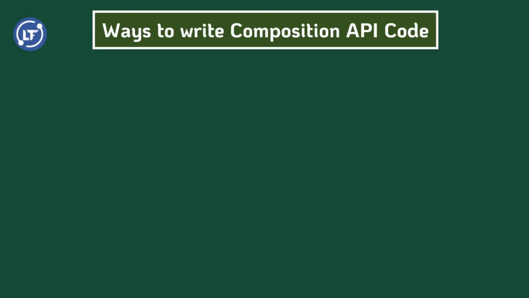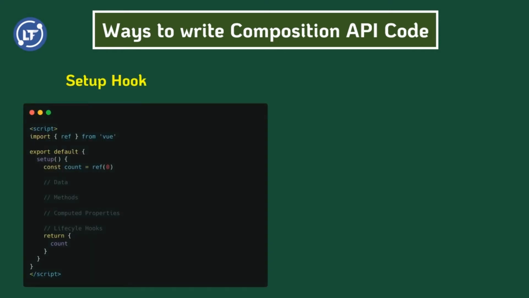Another thing I would like to note is that there are two major ways of writing our code using the composition API. The first is making use of the setup hook, which I have shown you earlier, and it looks something like this. So we have our setup function, our setup hook, in which we can put our data, our methods, our computed properties, and our lifecycle hooks, and then return the particular ones we want to expose to the template.